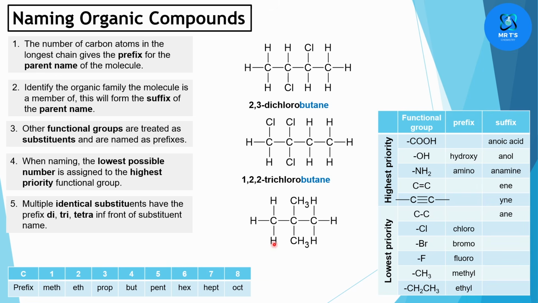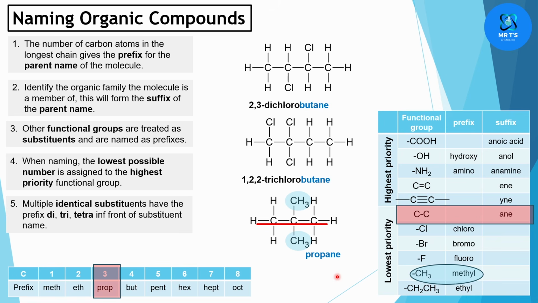Okay, so the last one here on this part of the video, we have 3 carbons in a row. This is going to be prop. 2 methyl groups coming off. Propane is going to be the parent chain here, and we have these methyl groups coming off the second carbon.